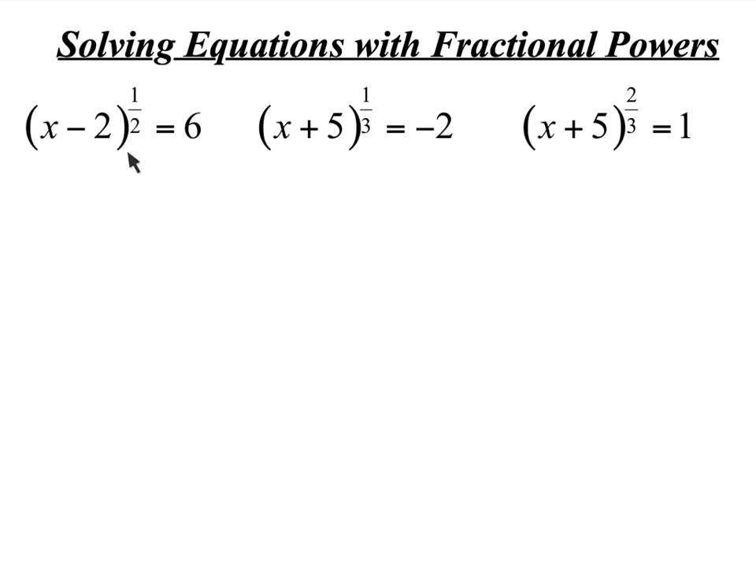Alrighty. So if I want to solve this problem right here, I have to get rid of this 1/2 power. To make a 1/2 power into being gone, you have to power it by the reciprocal, which is a 2/1 or the 2nd power. So if I take this to the 2nd power, our power is gone. But we have to do that to both sides. So this becomes x minus 2 over here. And on the right is 6 squared, which is 36.